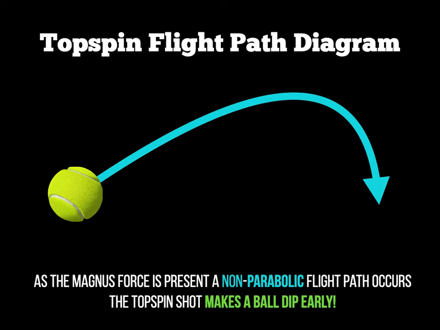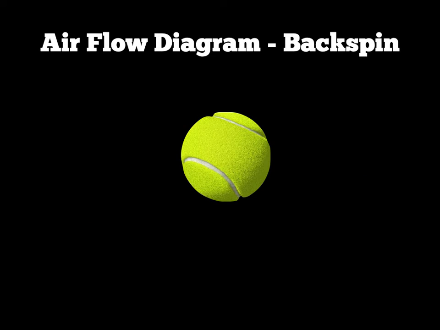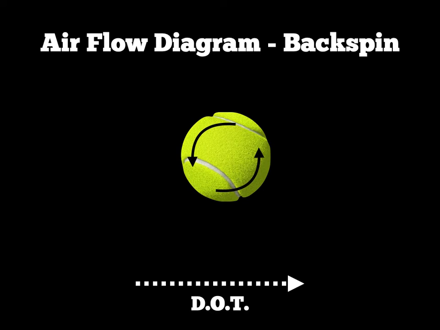We'll start again with the airflow diagram. But this time we'll look at backspin. So direction of travel line in first, so I'm going to hit the ball to the right of the screen. And this time I'm going to place an eccentric force underneath the bottom of the ball. So I'm almost chopping the ball underneath. And what that should do to the rotation lines is alter them the other way. So it's the complete reverse of topspin with the arrows.